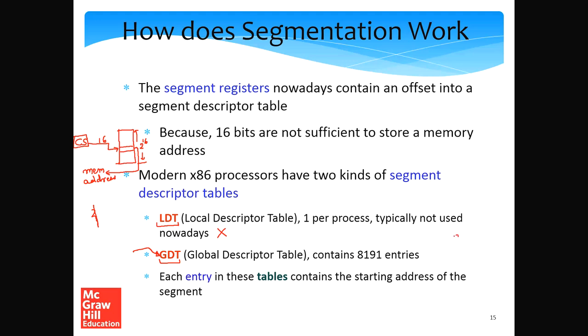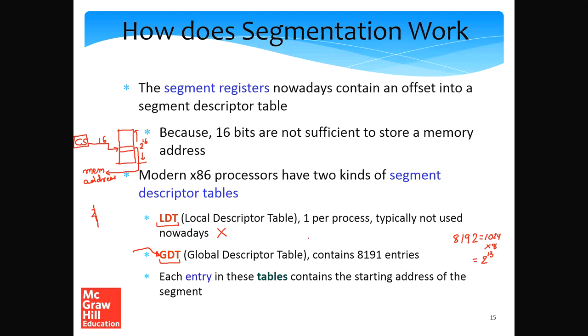8192 is actually a very special number. Take some time to guess. It is 1024 times 8, which is nothing but 2 raised to power 13. So we'll actually use 13 bits from the contents of the register to access this particular GDT table to read the starting memory address of the segment.